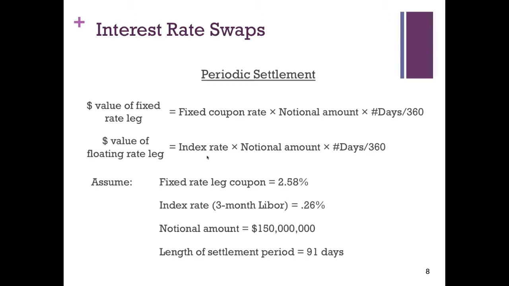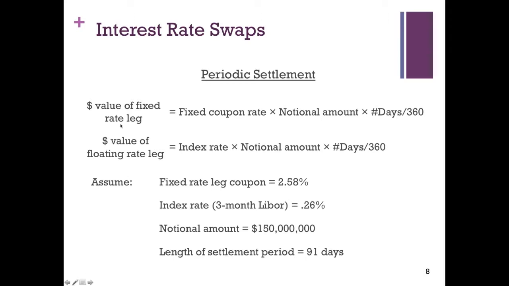And depending upon the start and end dates, the length of the quarter could be anywhere from 88 to 93 calendar days long. And as we'll see, there are some implications about the number of days and the value of the two legs. Across the top of Exhibit 8, you see the formula for calculating the value of each leg. In each case, it's the appropriate interest rate, the fixed coupon for the fixed rate leg, and the index rate for the floating rate leg, in both cases times the notional amount, and in both cases times the appropriate number of days divided by 360.